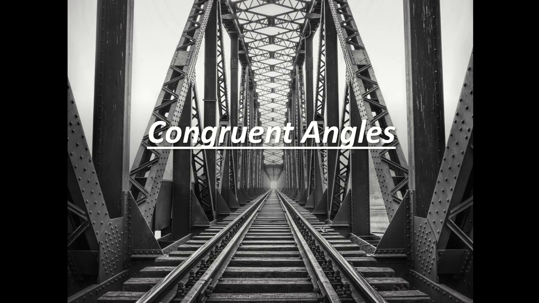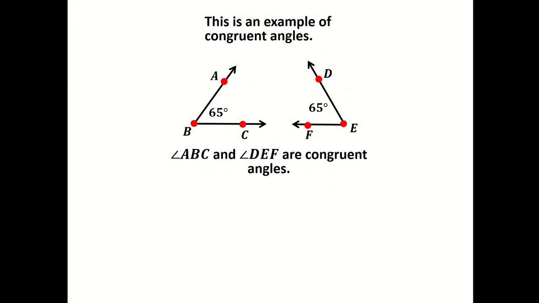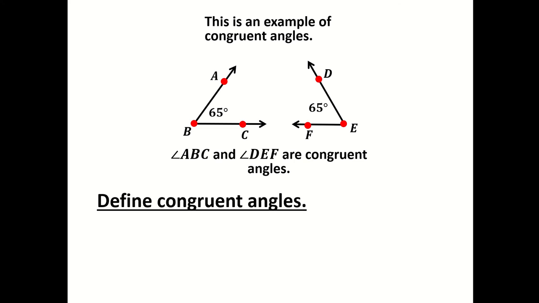Hello everyone. We will still continue our discussion regarding angle pairs, but now we're down to our last two angle pairs, which are called congruent angles and vertical angles. So we'll start with congruent angles. So these angles are so-called congruent angles. Can you observe how we define congruent angles based on that?